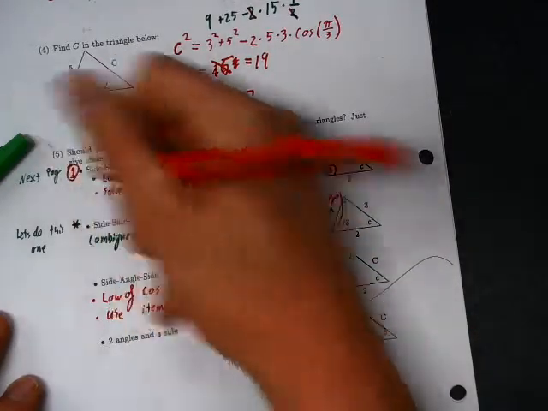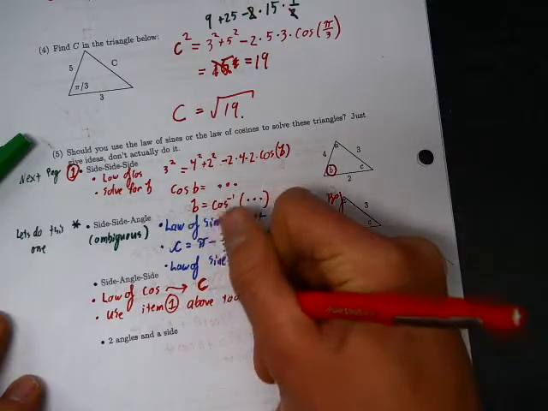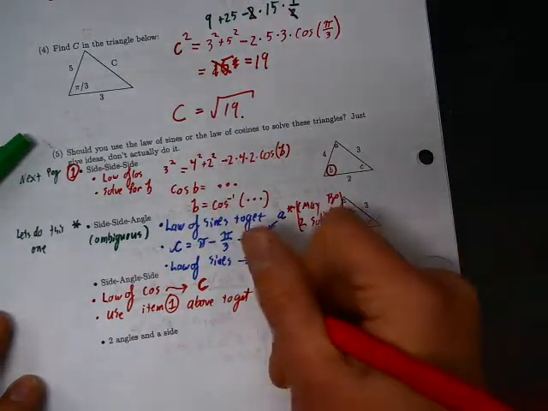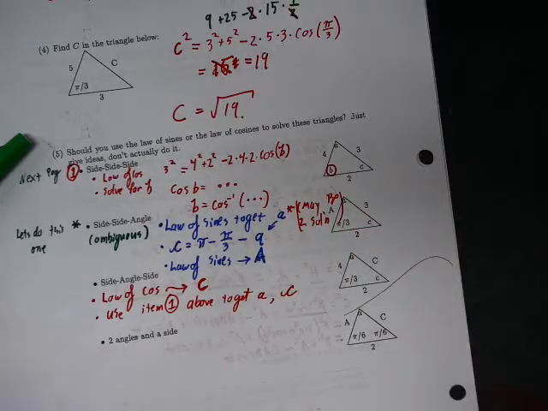Use item 1 above to get little a and little c. Could you also use law of sines to get the other angles? Yeah, that's actually just as easy.